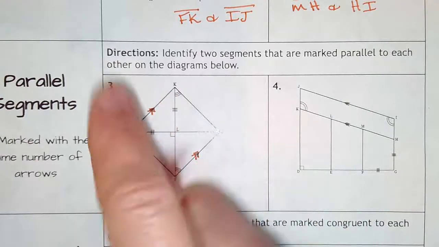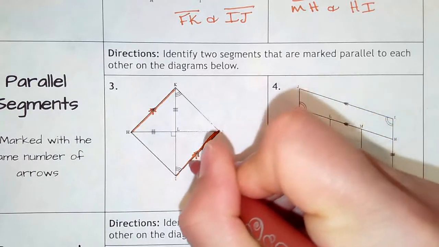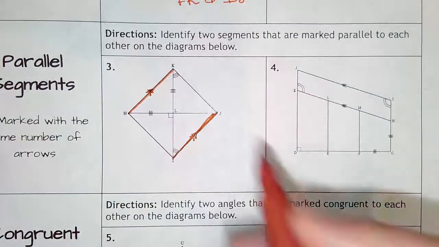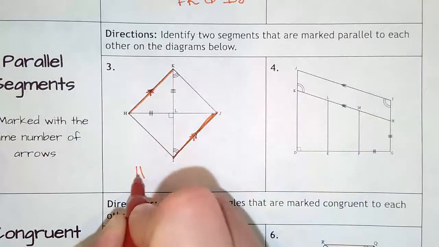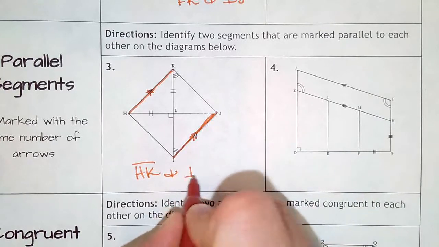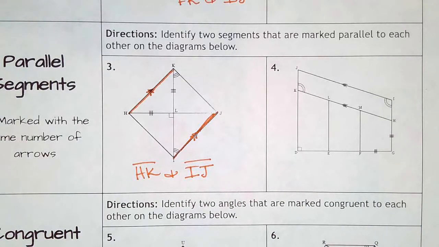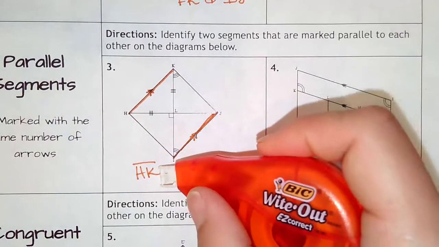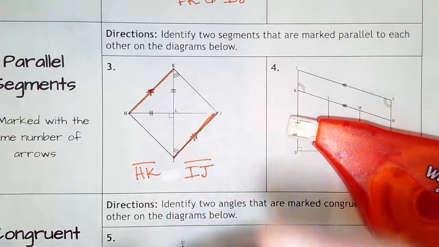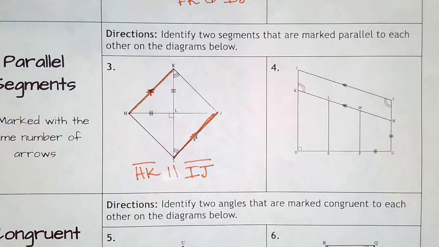So that means that these lines are running parallel, which it looks like this is a square, but never assume in geometry that a shape is what it looks like. All right, so we've got HK and IJ. And actually, instead of putting an and sign there, I should make my parallel symbols. Let's put a parallel symbol in between them. There. So line HK is running parallel to IJ. All right, go ahead and pause and do number 4.